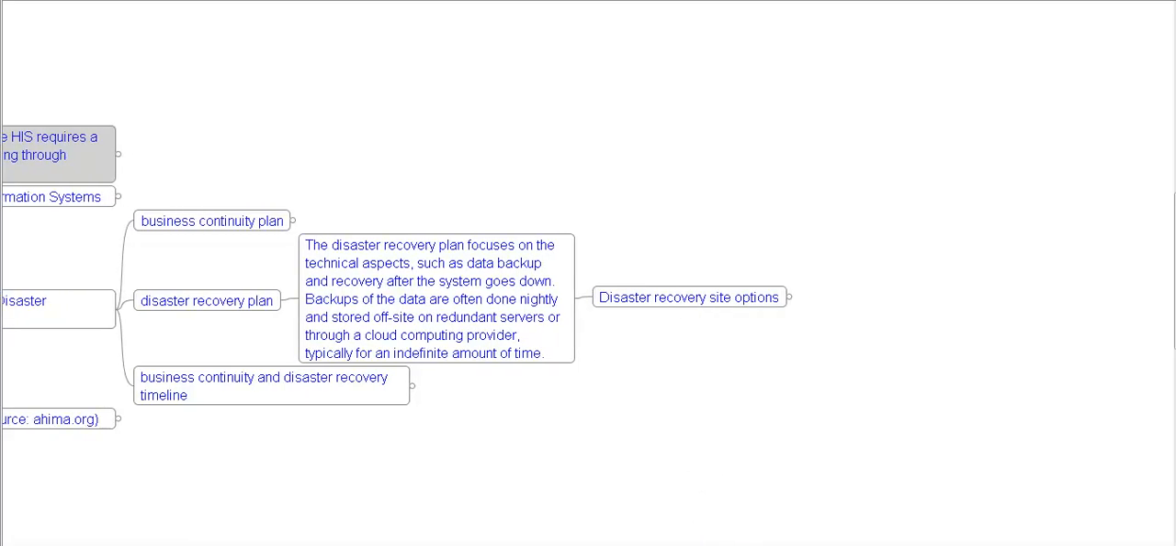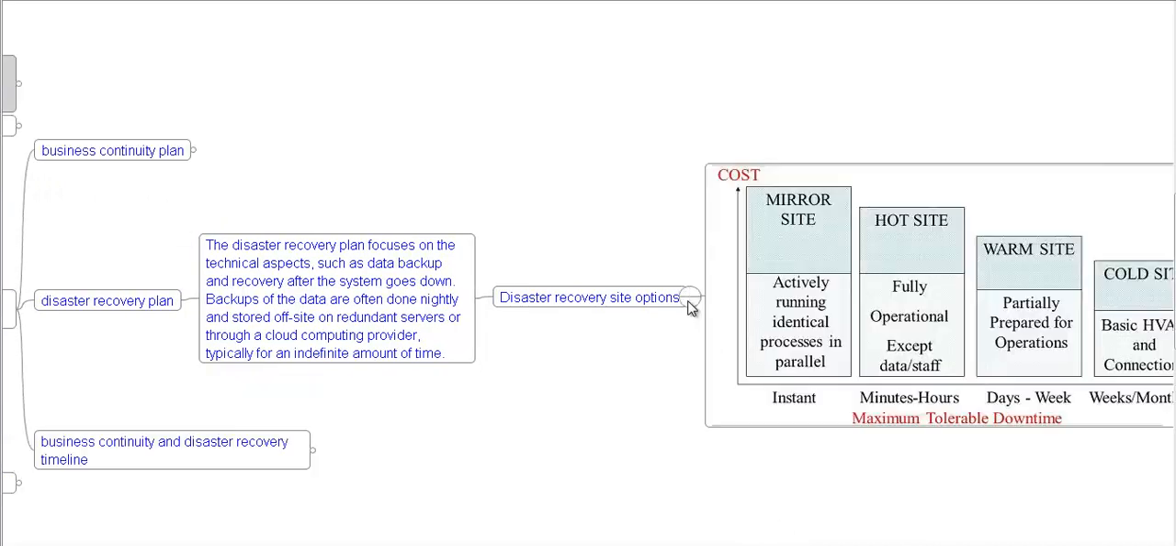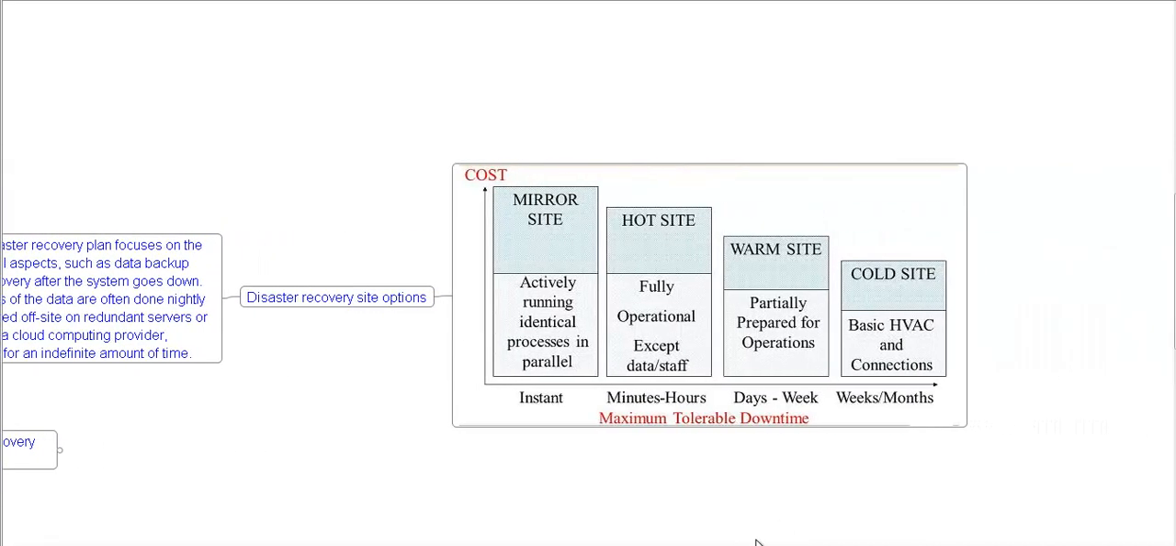Disaster recovery site options. Mirror sites, hot site, warm site, cold site. Mirror site is very expensive, but it's instant. Okay, actively running identical processes in parallel. Hot site, fully operational except data and staff. Warm site, partially prepared for operation, and cold site only has basic hardware and connections.